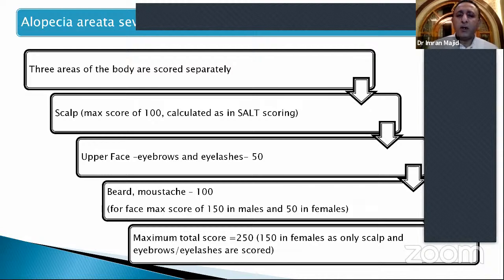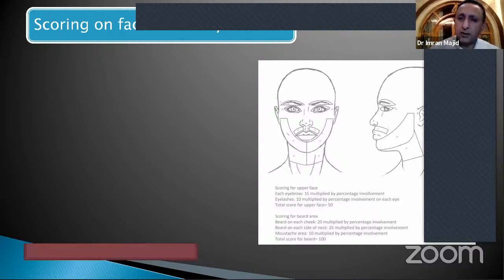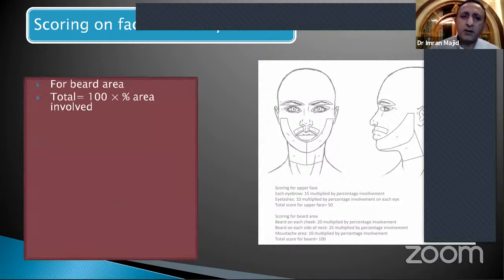So the total score in males comes out to 250. That means 100 for scalp, 100 for the beard area, and 50 for the upper face. And in females, it is 150, as only scalp, eyebrows, and eyelashes are scored. But this is how we score the face in the Alopecia Areata Severity Index.